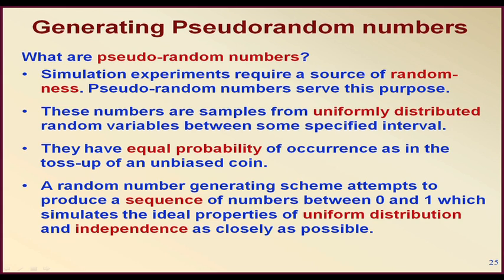So, first of all, what are pseudo random numbers? Simulation experiments require a source of randomness, right, and pseudo random numbers serve this purpose. First of all, these numbers are samples from uniformly distributed random variables between some specified interval. They have equal probability of occurrence, as in the toss of an unbiased coin.